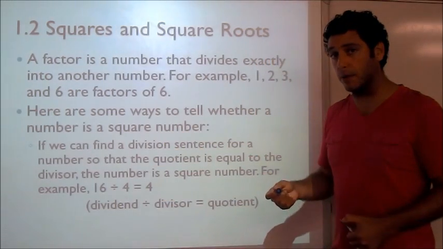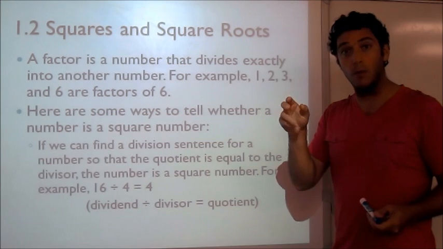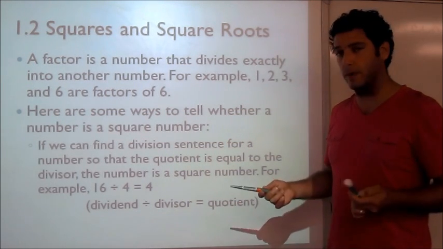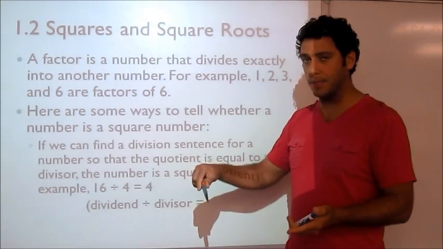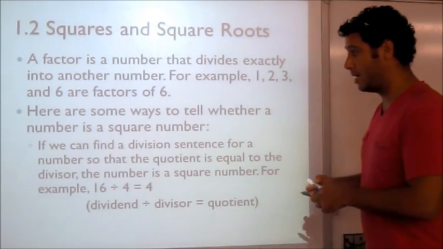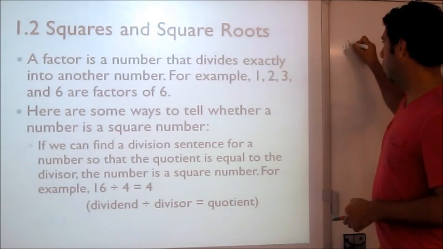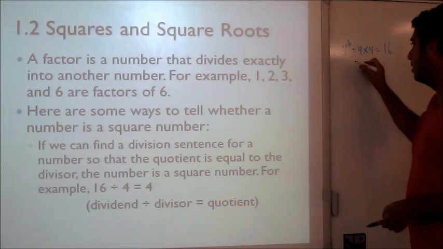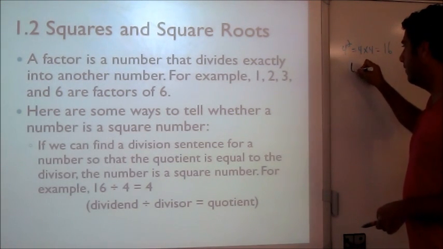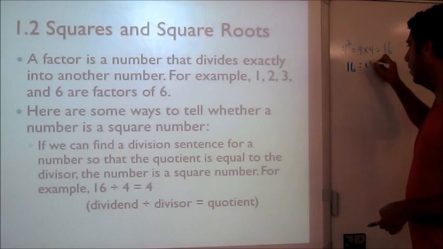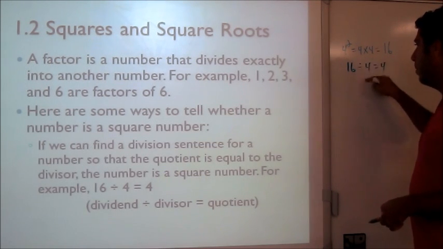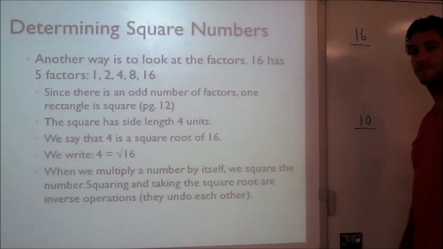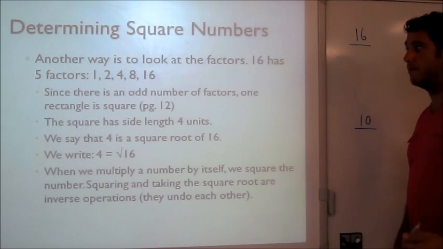When we square any number, we take a number and we multiply it by itself. Okay? And you may recall that division is actually just the opposite of multiplication. So we can say 4 squared is equal to 4 times 4, which is 16, then we can go backwards and divide. In other words, 16 divided by 4 is equal to 4. Both of these statements actually prove that the number 16 is a square number. Another way is to look at the factors.